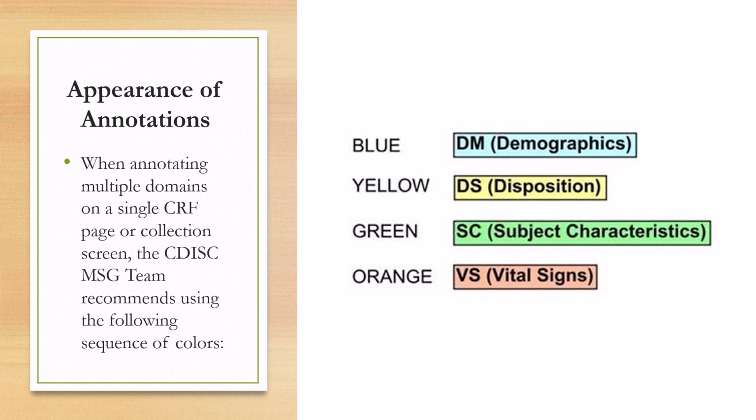As we have seen in the previously shown example where DS as well as demographics both were annotated, you might have noticed that the DS domain was annotated in blue color and the second domain, which was the DM domain, was annotated in yellow color. So in case we are annotating multiple domains on any single CRF form, we should follow the color coding in this format. That is, the first domain annotated should be in blue, the second yellow, third green, and fourth orange, and so on.